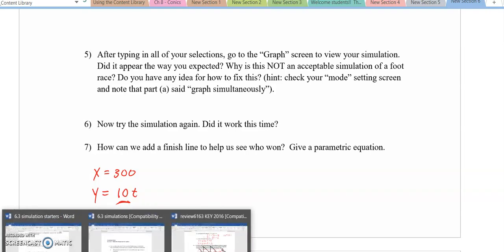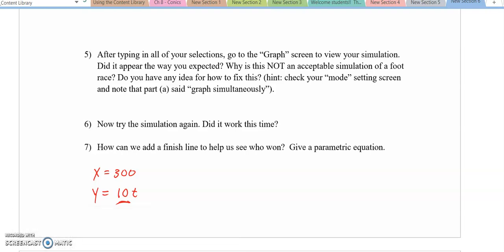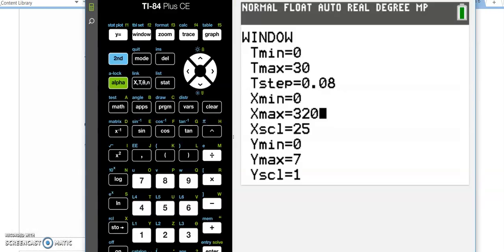I've also gone ahead and taken the liberty of setting up my calculator. Since we want to see the finish line, I've increased the X max a little bit so that we can see 300 feet, not right at the edge of the screen. And I've increased the t-step with 3 lines drawing. It's going to slow things down a little bit, and I don't want to wait quite as long.